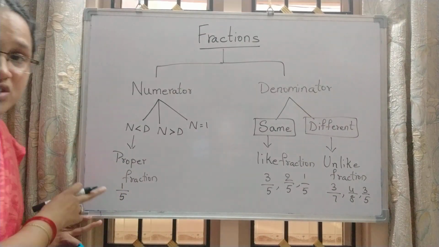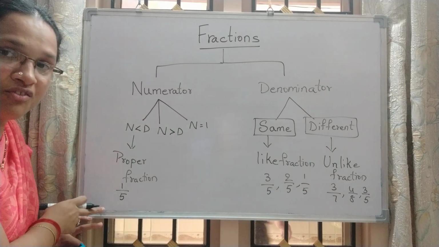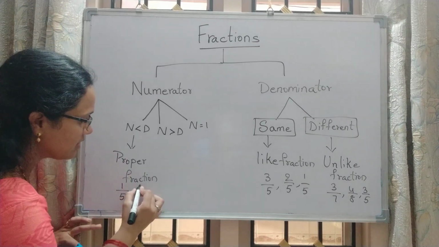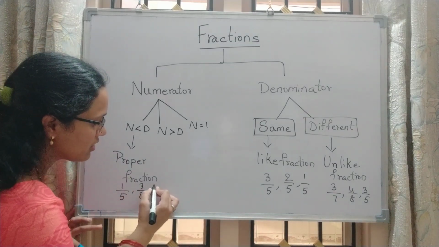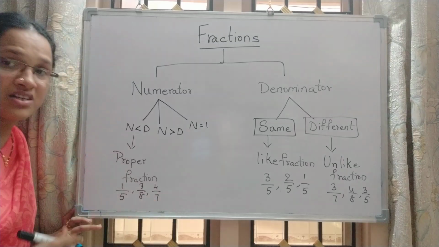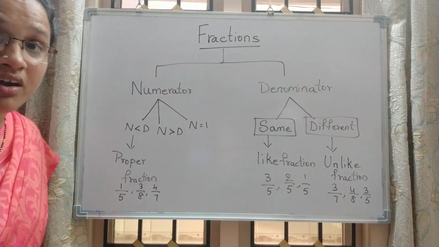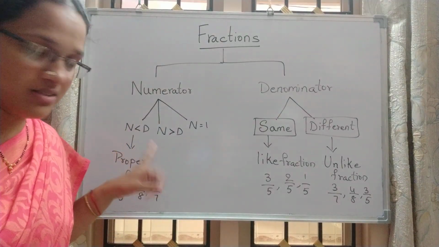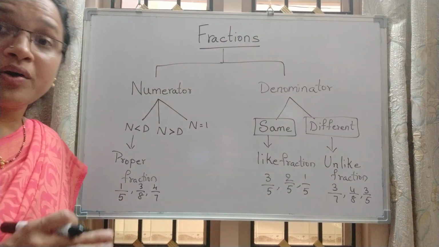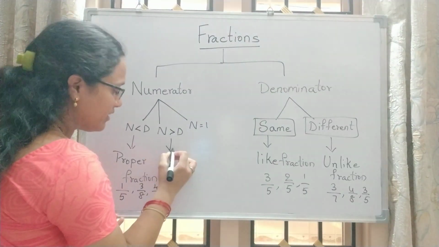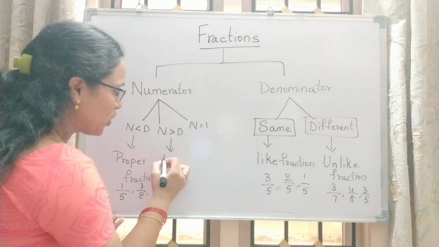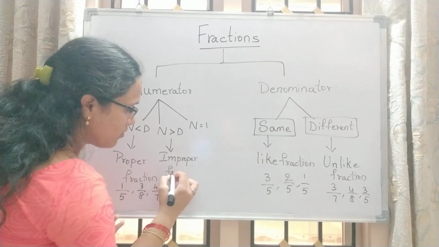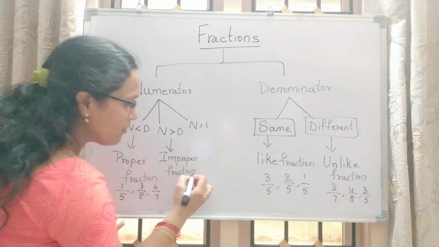Suppose 1 by 5. See, what is the numerator here? 1. What is the denominator? 5. Is the numerator less? Yes, it is less. Next, 3 by 8, and 4 by 7. See, these are all proper fractions. What are they called? Proper fractions. If the numerator is less than the denominator, we call them proper fractions. And if the numerator is greater than the denominator, we call them improper fractions. What are they called? Improper fractions.